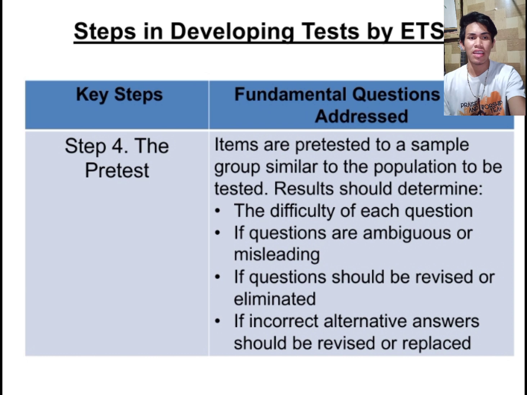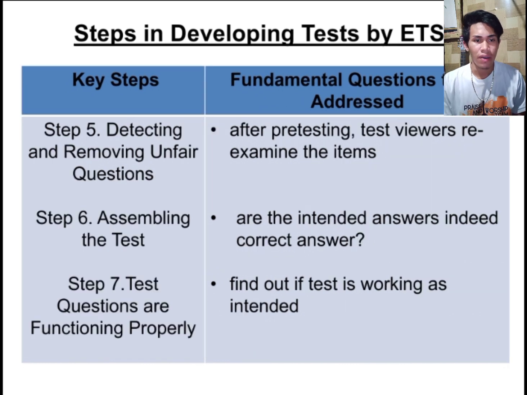Now, let's move to the next slide. Step 5, detecting and removing unfair questions. Fundamental question to be addressed: after pretesting, reviewers re-examine the items. The fundamental question to be addressed is whether any questions in the test are unfair or biased towards certain groups of test takers. The goal is to ensure fairness and equal opportunity for all test takers.